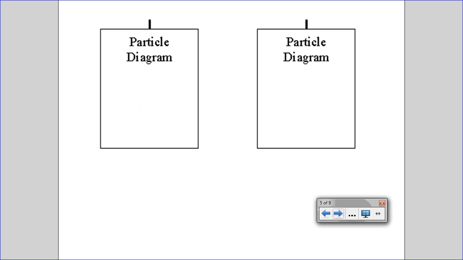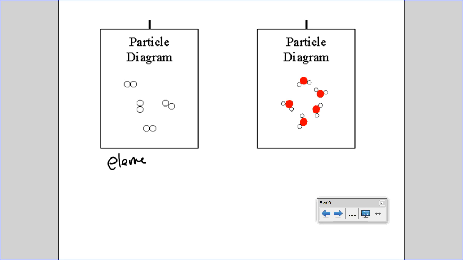Now let's get down to what we really want to do today, which is draw some particle diagrams. These particle diagrams are for the pure substances. You can see in this particle diagram on the left-hand side, we have two atoms of one type combined together, and there are no atoms of any other type, so we would call this an element. On the right-hand side, we have a particle diagram of what we would call a compound. You see there we have a red dot connected to two white dots. That represents the atoms in a compound that are different and how they are connected together.